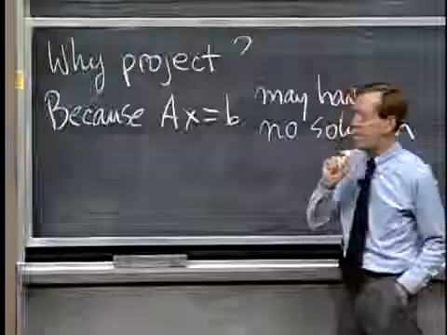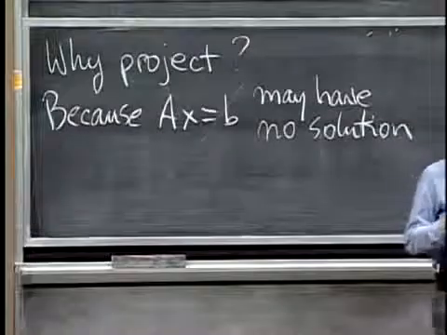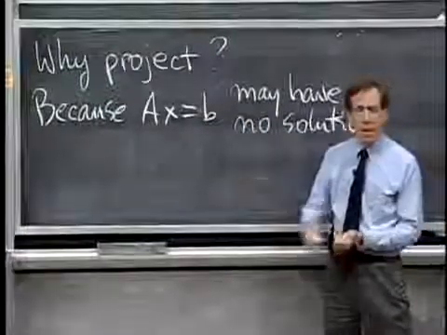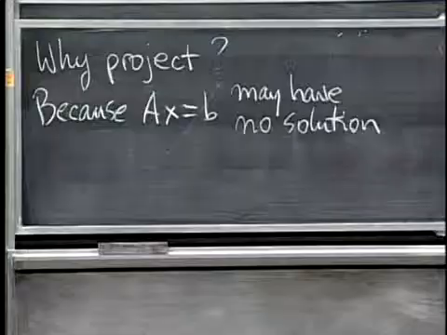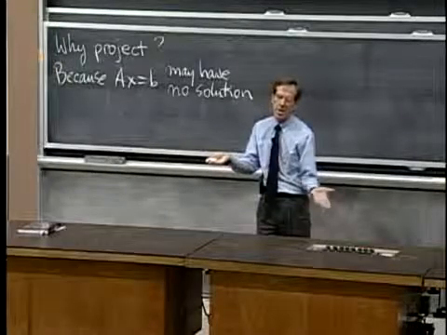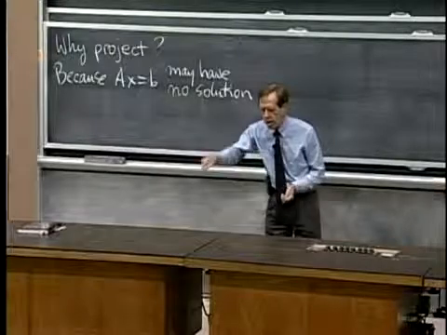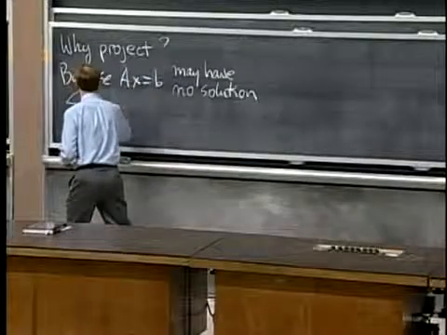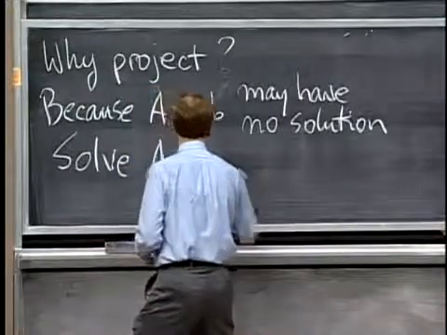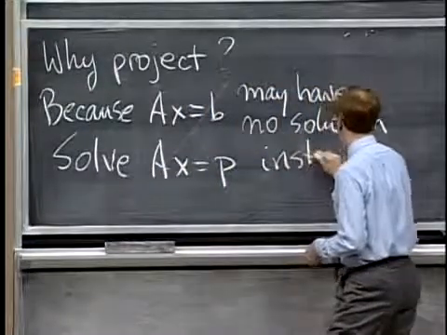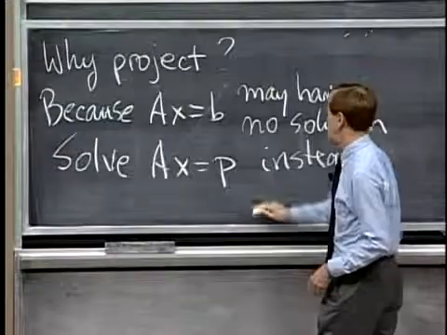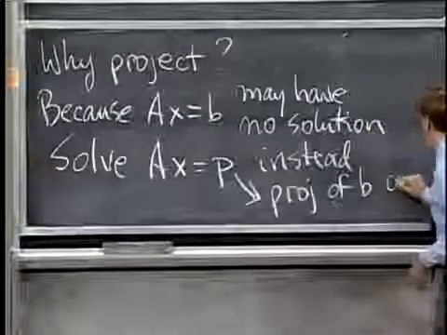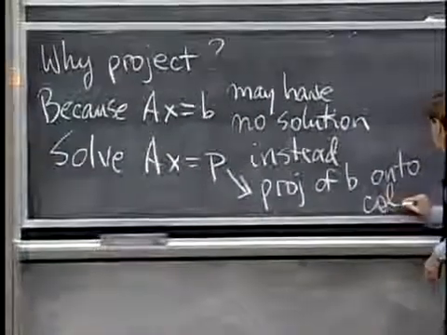Well, Ax will always be in the column space of A. That's my problem. My problem is Ax has to be in the column space, and b is probably not in the column space. So I change b to what? I choose the closest vector in the column space. So I'll solve Ax = p instead. That one I can do. Where p is the projection of b onto the column space.